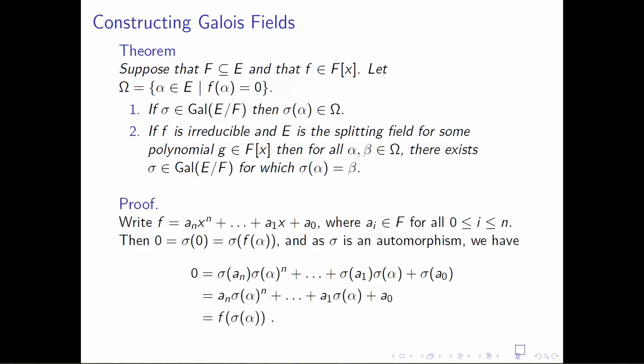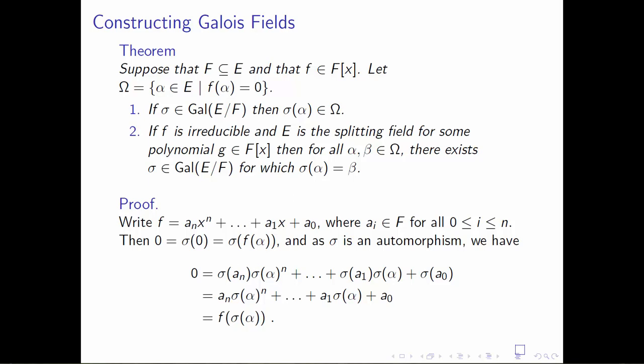Now let's get on with the proof of this. This proof is the first part. The first part is fairly straightforward. What we're going to do is take the polynomial f and write it as a sub n x to the n, and so on and so forth, a1 x plus a naught, where each of the a sub i's lies in the ground field F.